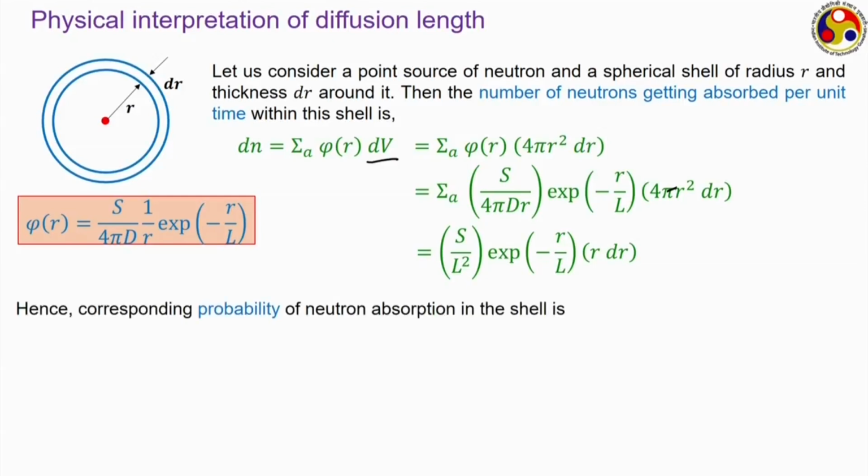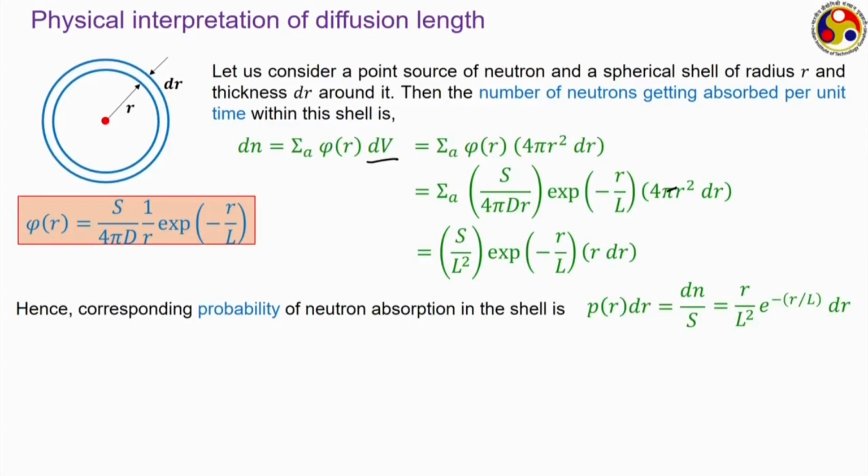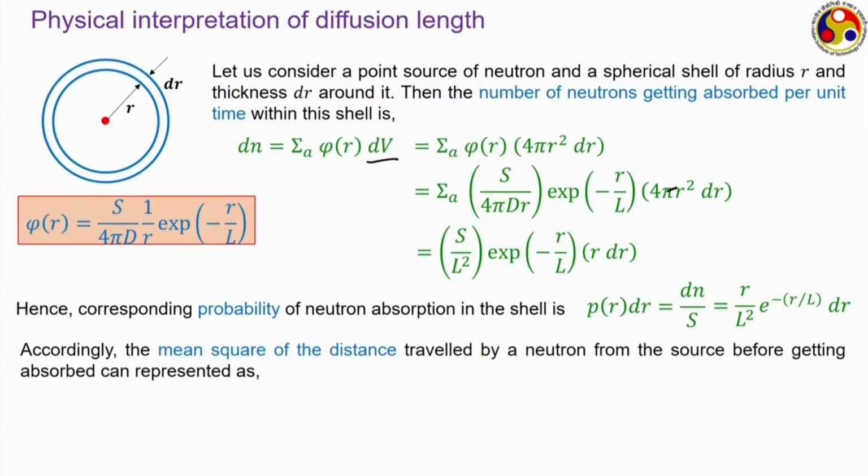And now, if we want to know the probability of neutron absorption in this shell, the probability P(r) dr has to be equal to dn upon S, because S is the total number of neutrons that are getting emitted from the source and dn is the number of neutrons that is getting absorbed in this. So, its probability is the number of neutron absorptions for every neutron emitted by the source, that is dn upon S, and putting the expression for dn, it is r upon L square into exponential minus r by L dr. So, now we need to calculate the straight line distance travelled by neutron from the source to the point of its absorption.